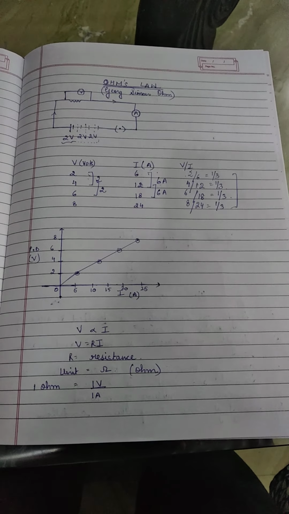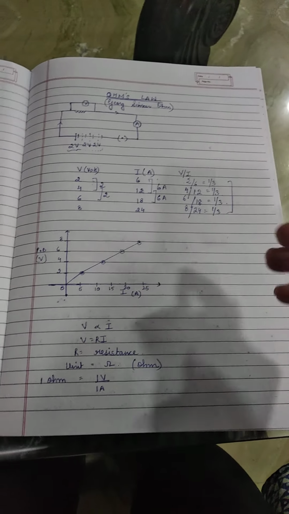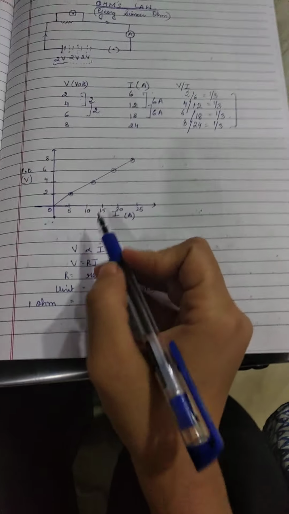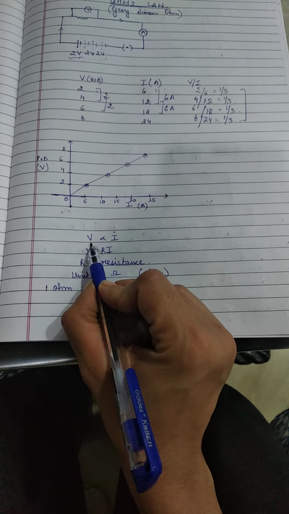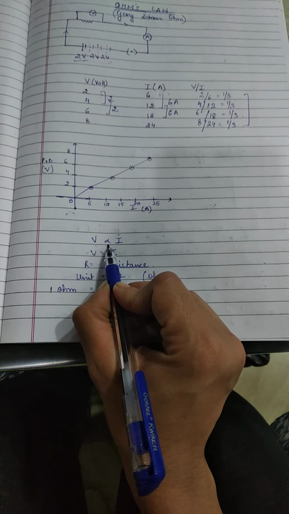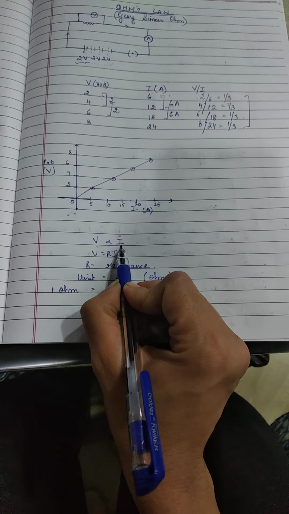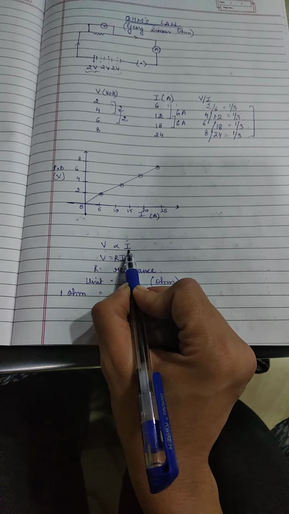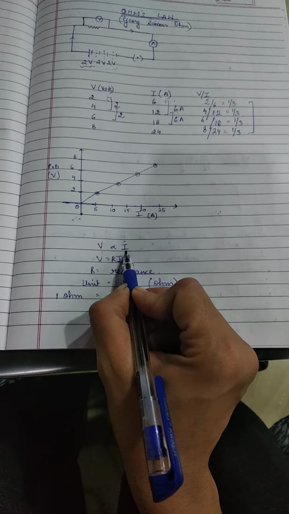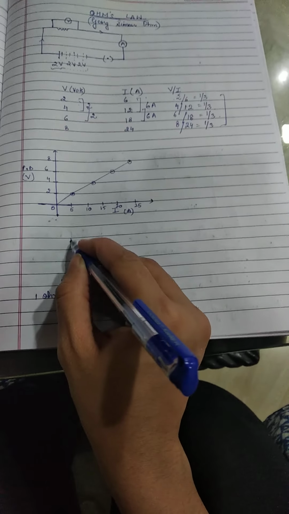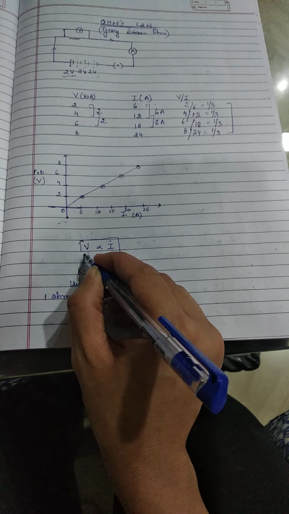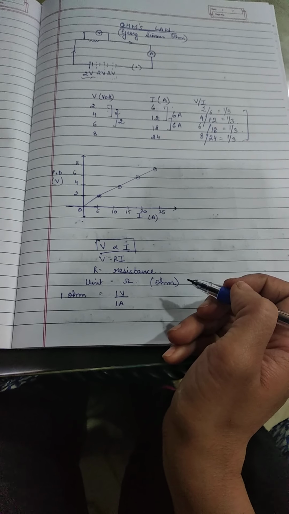So what does Ohm's law state? Ohm's law states that the potential difference applied across a conductor is proportional to the rise in electric current through that conductor, provided the temperature conditions remain the same. So the definition of Ohm's law is very important and is represented by this particular relation.